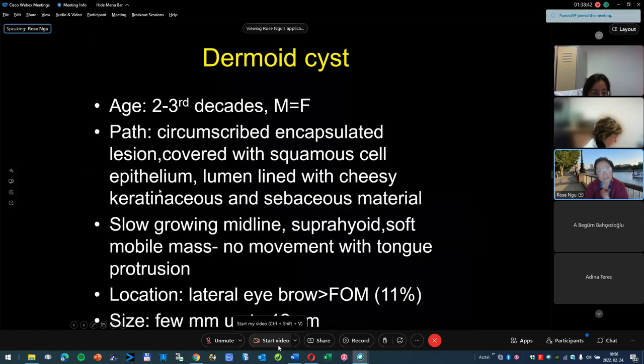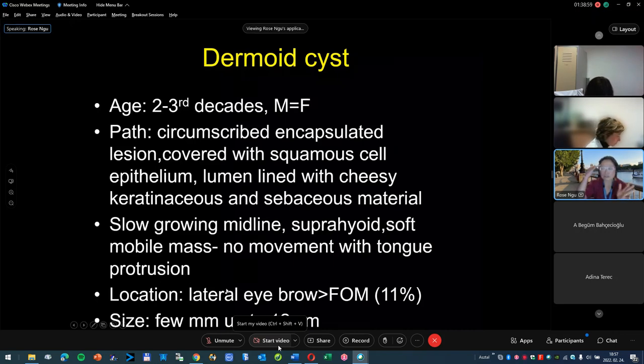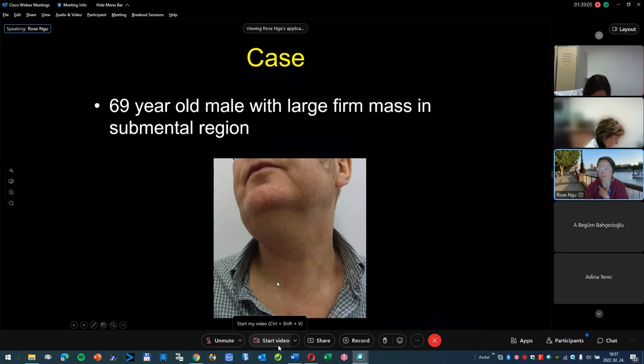This is a dermoid cyst, common in the second and third decade, equal in both men and women, very well defined. It's slow growing, tends to be on the midline, it's suprahyoid, a soft mobile mass. Okay, it can be located anywhere from the eyebrow down to the floor of the mouth, and it can grow to quite a significant size.